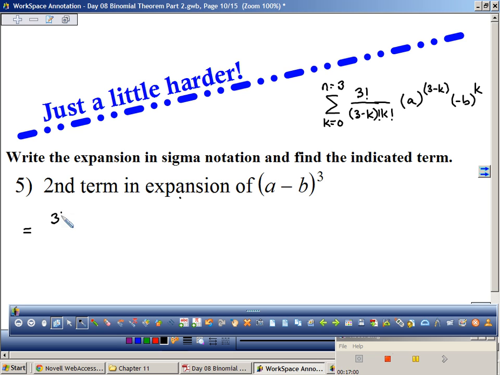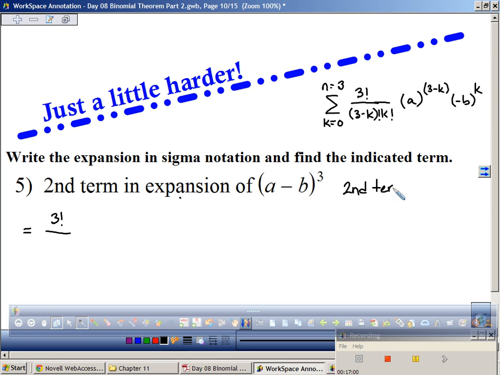So this would be 3 factorial over my second term, k equals 1, correct? So 3 factorial, what is 3? It's the second term of the expansion, right? If you're expanding a binomial that is to the power of 3, aren't you going to have 4 slots? Right? This one's going to be to the 3, 0. This one's going to be to the 2, 1. This one's going to be to the 1, 2. And this one's going to be to the 0, 3. Right? So in the second term, k is 1. Got it? You see it now?